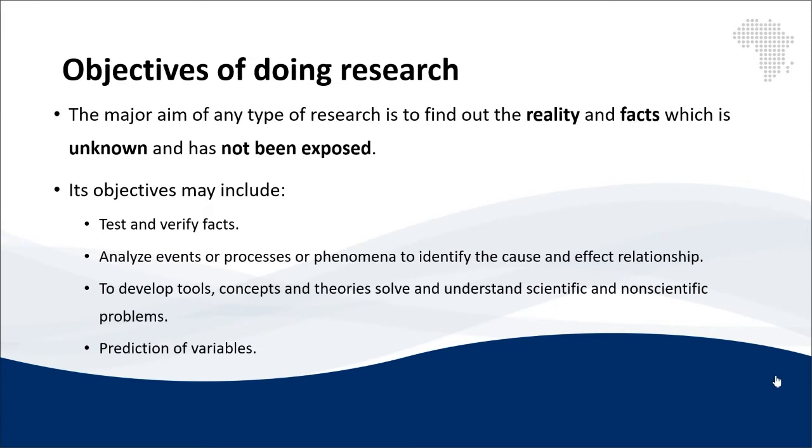That's how they described what research is. Now let's look at the objectives of any research. The major objective of any type of research is to find out the reality and facts, which are known or unknown and have not been exposed. Some things that might not be known at the moment will be uncovered by the research. Its objectives may include to test and verify facts, analyze events, processes or phenomena to identify their cause and effect and relationship, to develop tools, concepts, and theories, and to solve and understand scientific and non-scientific problems. The prediction of variables is also one of the objectives of research.